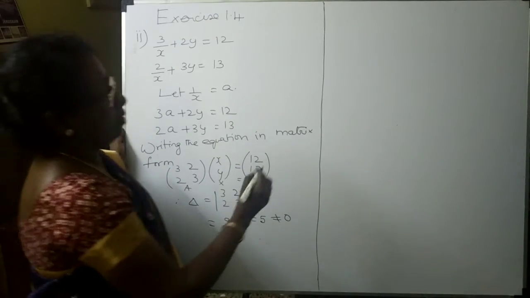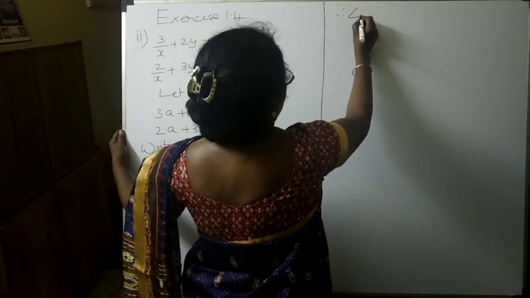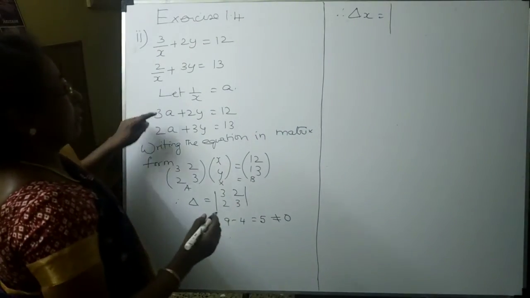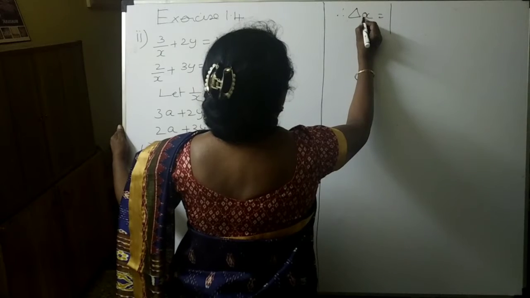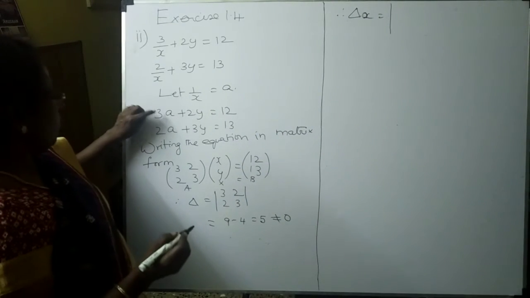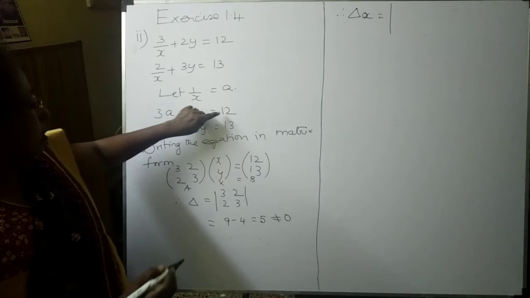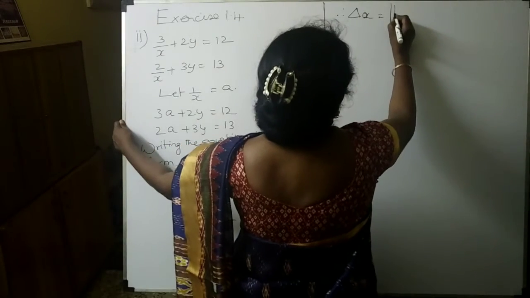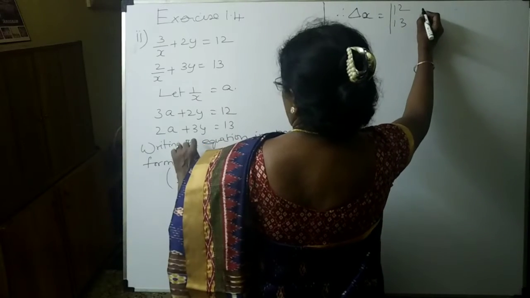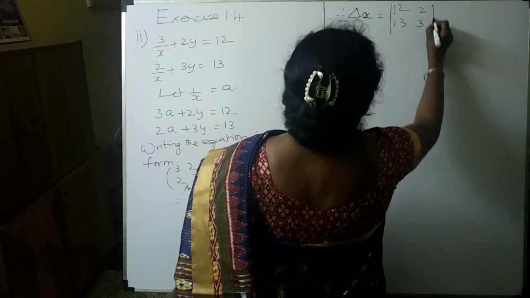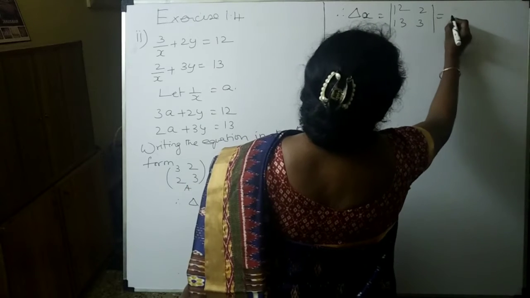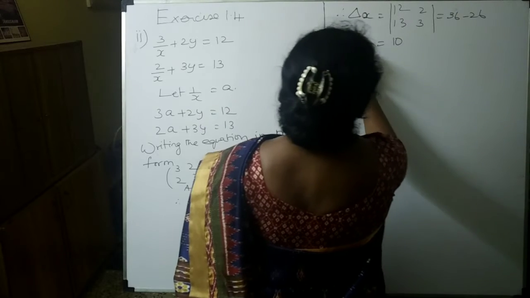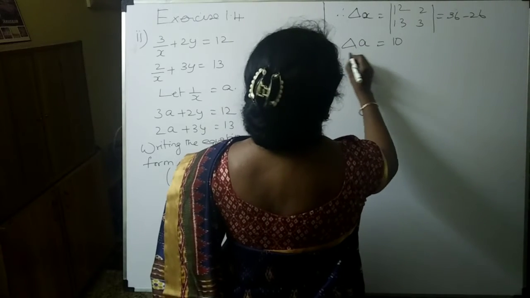Therefore, we are going to find delta A. Delta A is equal to the determinant where, instead of the A column, you write 12 and 13, and for y you write 2 and 3. So 12, 13, 2, 3. This is equal to 36 minus 26 equal to 10. So delta A value is equal to 10.